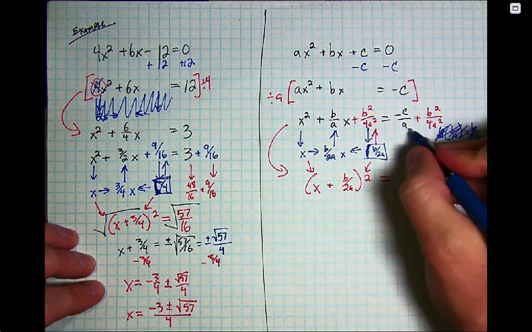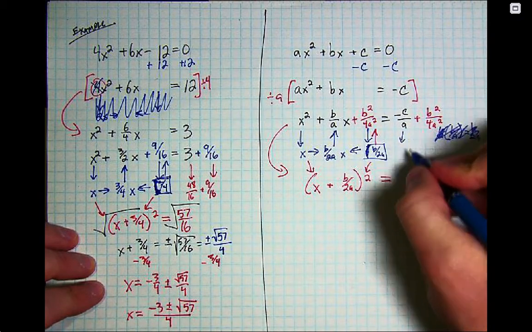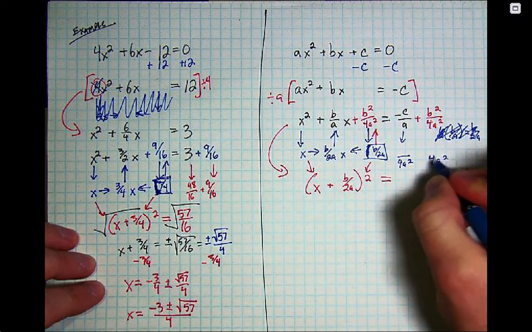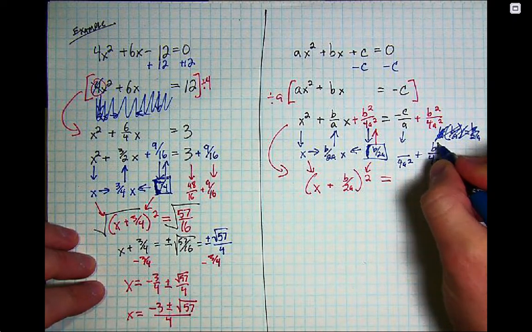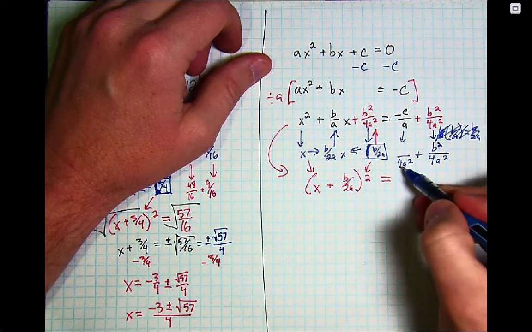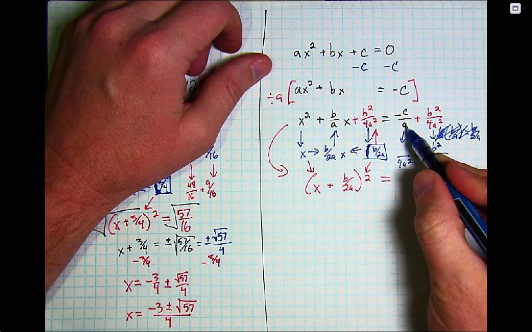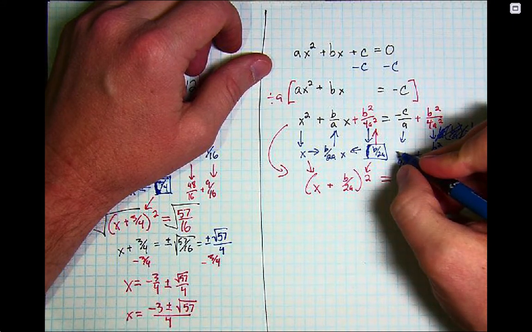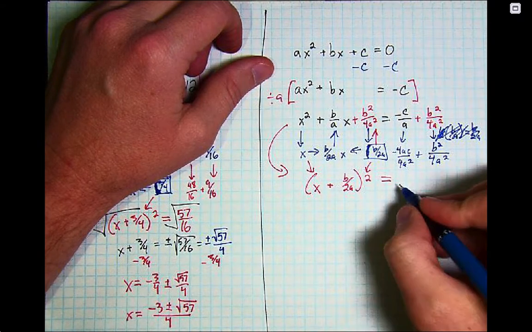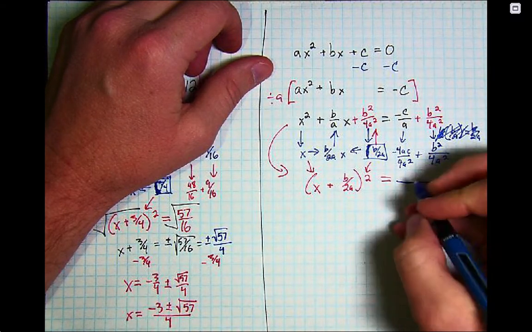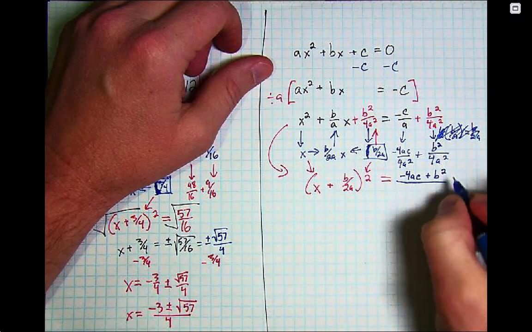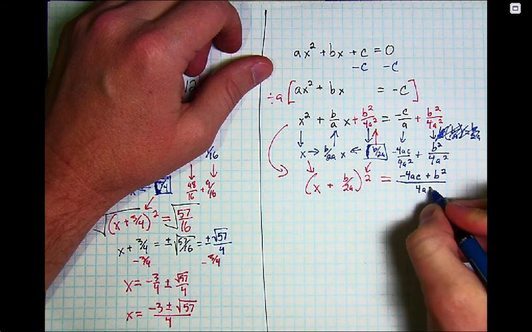Can I combine these? Yeah, if I get a common denominator, 4a squared, this one is a b squared. What would have to happen here? I'd have to multiply by 4a on the bottom, so I'd have to multiply by 4a on the top. So look at the lovely thing that I have over here: negative 4ac plus b squared over 4a squared.